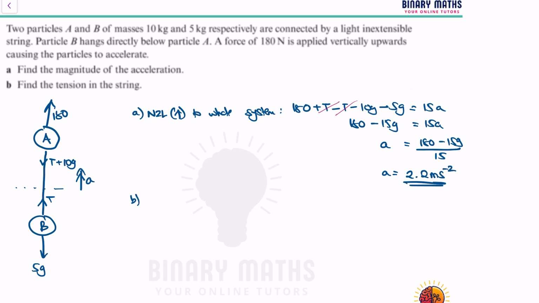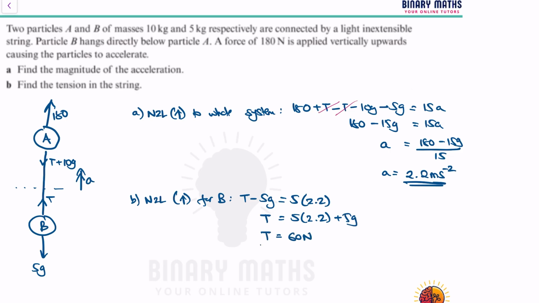Part B, find the tension in the string. So it's easier to do Newton's second law vertically on B. Then we get T minus 5g must be equal to mass, which is 5, times acceleration, which is 2.2. So T will be equal to 5 times 2.2 plus 5g, which means T is equal to 60 newtons.